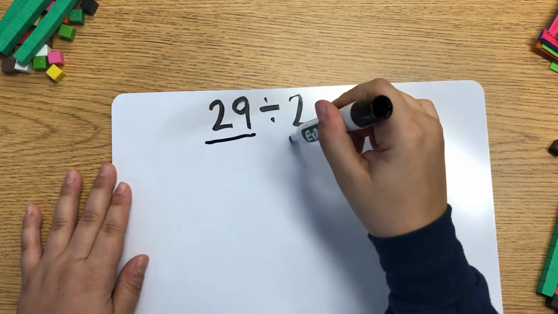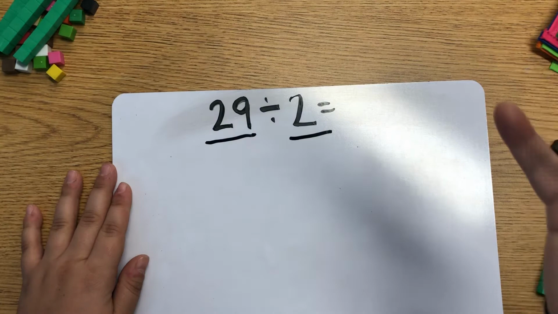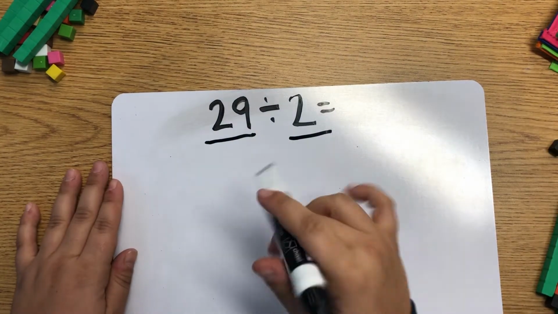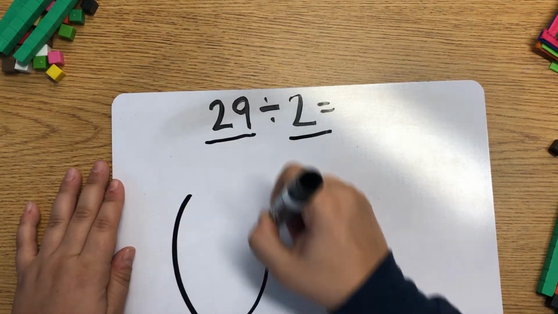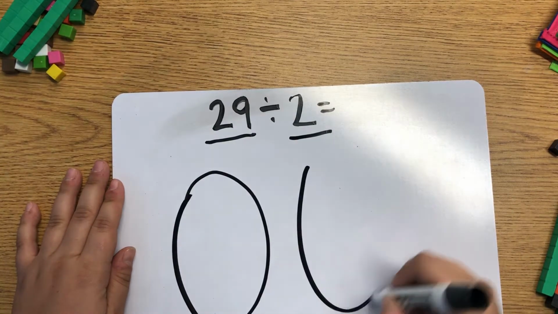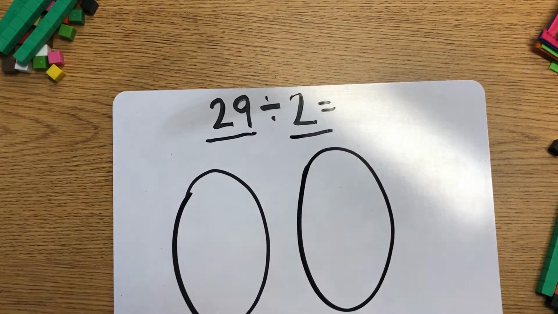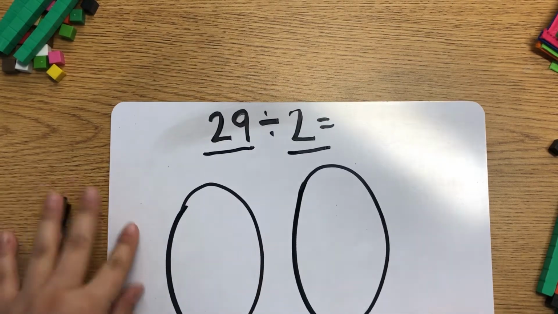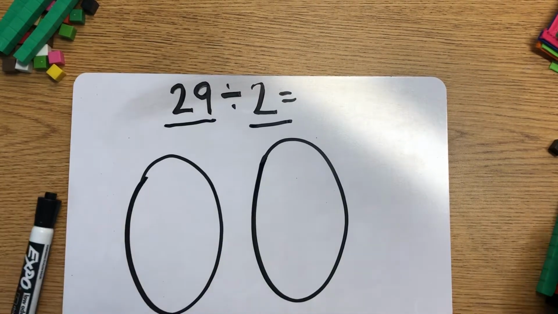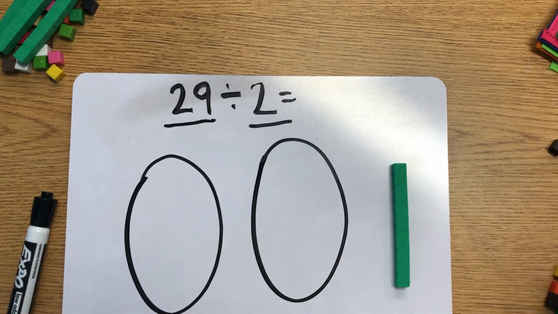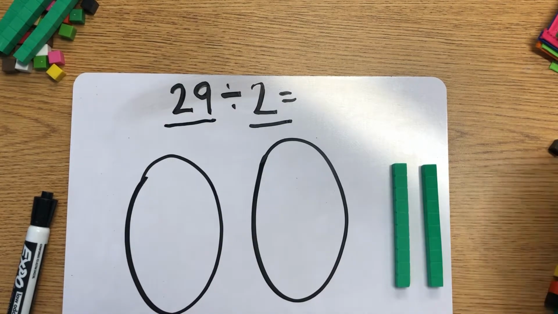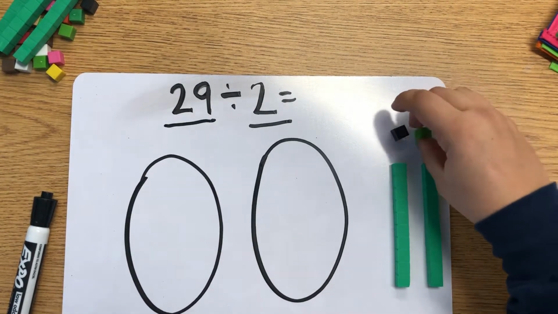And then 2 is my divisor. It's the number that I'm dividing by. So my divisor is how many groups I'm going to have. So I'm going to have 2 groups. I want to make sure you can still see this. So I'm going to go ahead and use these base 10 blocks. These are 10s rods and these 1s.